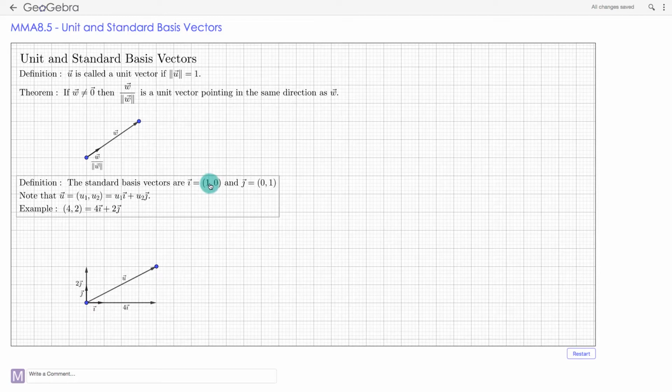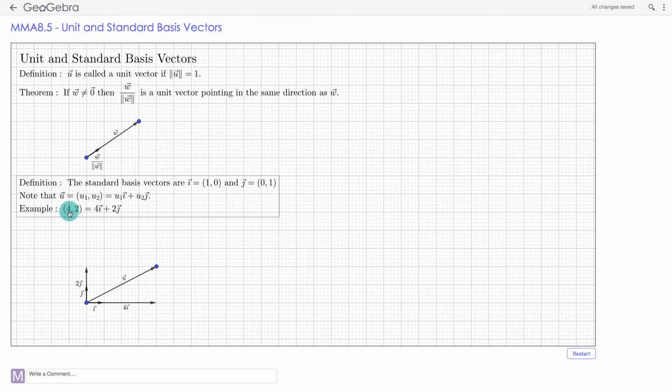And one might think, why are these important? They are important because everything can be written out in terms of scalar multiplication and addition with these standard basis vectors. So if we have some vector u having components u1 and u2, we can write this as u1 times the i vector plus u2 times the j vector. You should try writing it out.